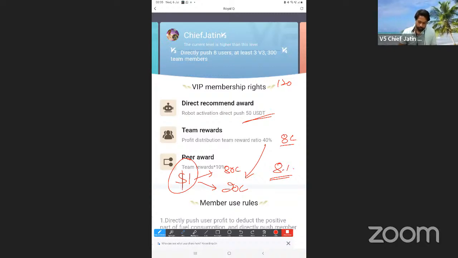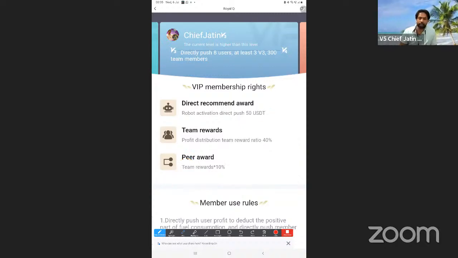Now there is an additional income here. From V3 you get this additional income, because Royal Q says one day there will be a situation when I am a V3 and Mr. John will also turn V3. So I will not be earning these 2 incomes. I'll be earning only 10% of the fuel charge.